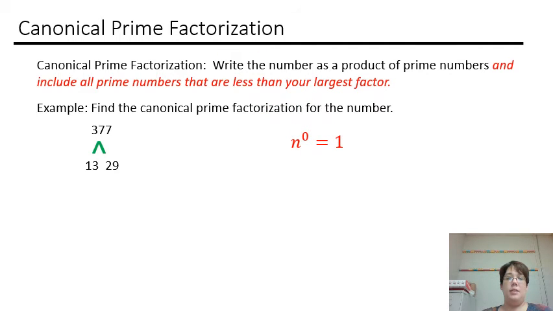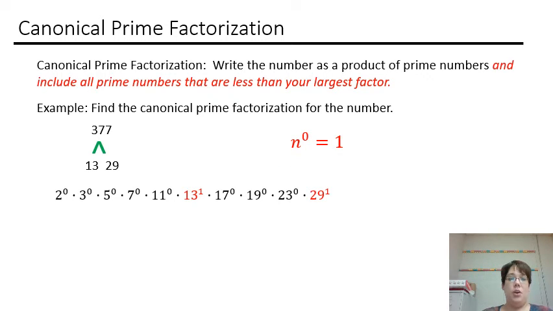So here's where this little thing comes in handy. Any number raised to the 0 power is 1. And if you multiply 1 times any number, you haven't changed anything. So I am going to take this little secret, and I'm going to add in all of the factors that are prime numbers that are less than 29. And if I don't need them in my prime factorization, then I'm going to write them like this.